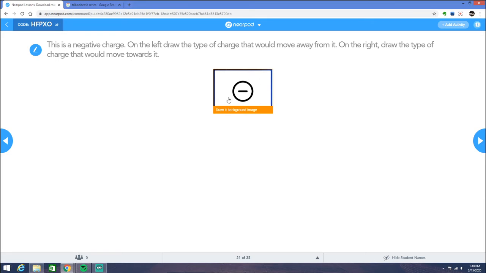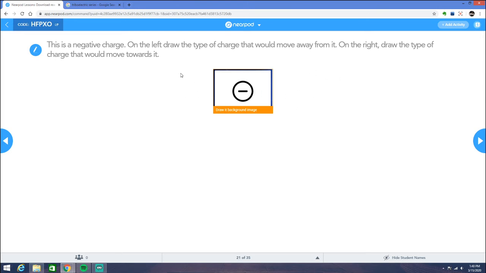Obviously, this right here is a negative charge. This image shows a negative charge. So we want you to draw what kind of charge will make this push away from it. On the left, draw a type of charge that will move away from it. On the right side, we want you to draw an image that's going to attract to it.